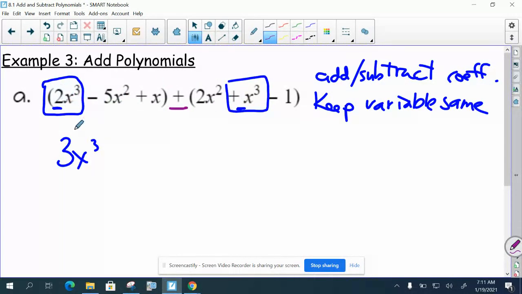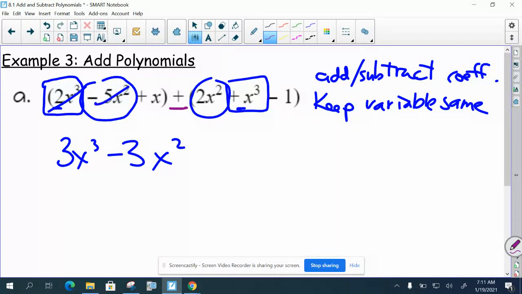All right, so then let's do the next power, which would be, so notice I took the highest power. Next we're going to do the second highest power, which would be 2. So negative 5x squared and 2x squared would be negative 3x squared. So minus 3x squared. So I've got those out of the way. Now the next degree would be 1, which would be the x, and it doesn't have any like terms. Negative 1 isn't a like term, so we would just have plus x and then minus 1 at the end. Okay, so that would be our addition.